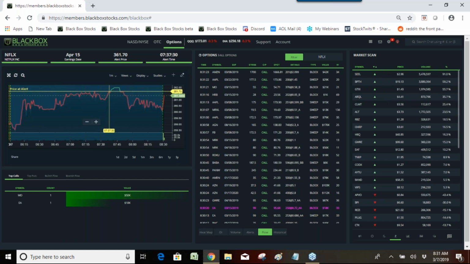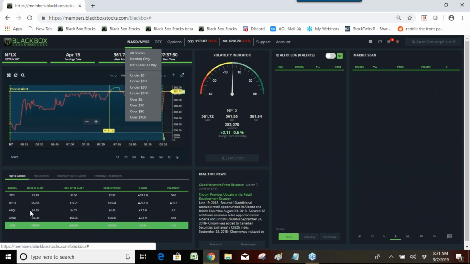SEAL's trading some volume. BPTH trading some volume. The ARQL did pop back some. All right, go Netflix. We're going to go back over here for a second to all stocks. We're going to see what's in that top 10 now.